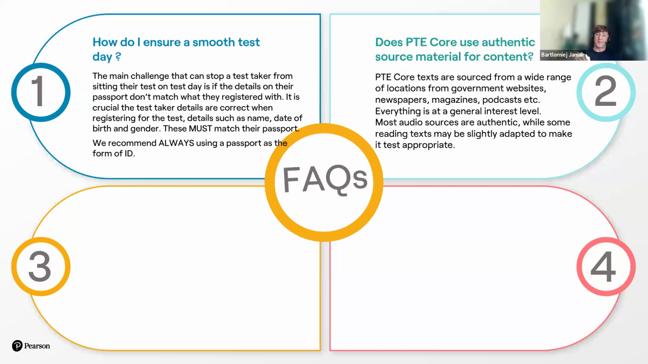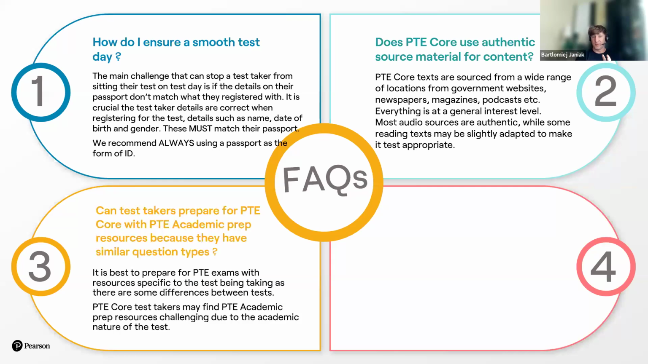The second option is about the authentic source material. As you'll be taking the test, you'll be presented with authentic materials. They are taken from a wide range of resources, different websites, newspapers, magazines, radio programs, podcasts, and everything is at the general interest level. So yet again, the biggest difference: PTE Core is general English, everyday life situations, workplace situations, and some study situations, but non-academic. So this is the point to remember.